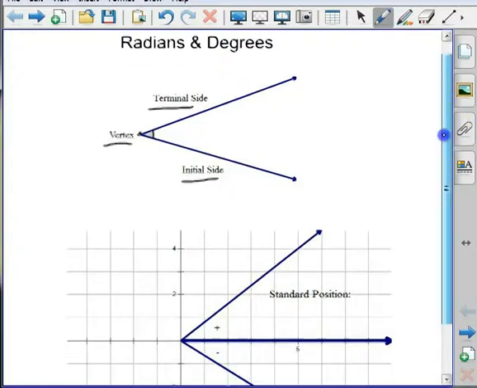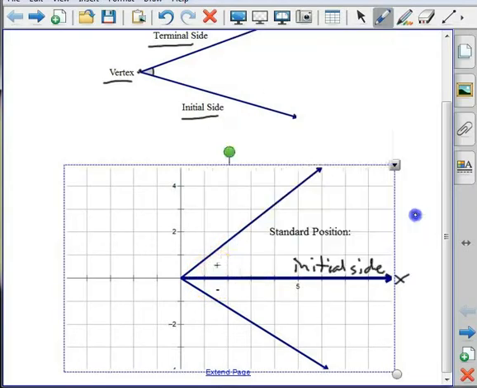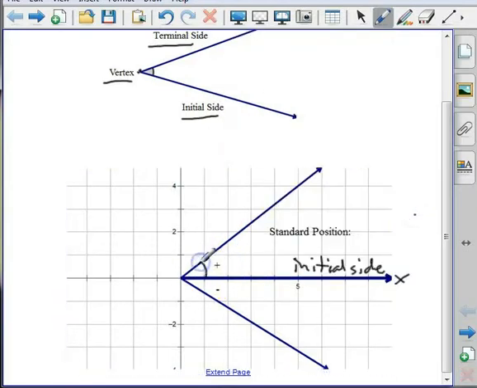But we usually put angles in what we call standard position, where we put the initial side on the positive x-axis, right along here. If we go from the initial side to the terminal side in a counterclockwise direction, like that, then we say the angle has a positive measure. If we go in a clockwise direction, then the angle has a negative measure.